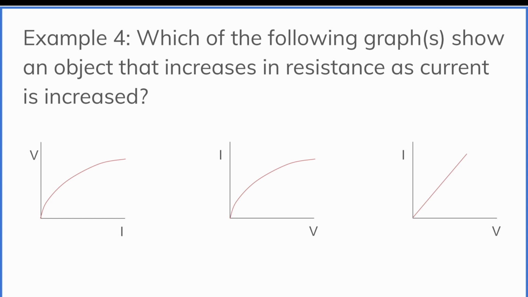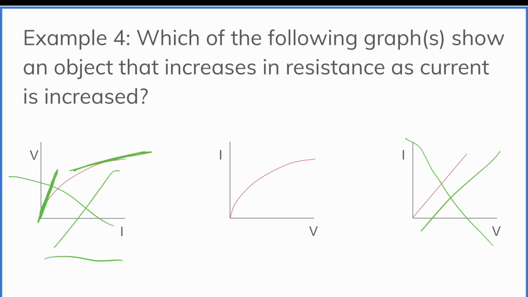Which of the following graphs shows an object that increases in resistance as current is increased? Right away we can eliminate this one here because a straight line indicates constant resistance, so the resistance is not increasing. If we look at this first one here, as I is increasing, we have kind of a steep slope here, which would be a high resistance, and then a bit of a lower slope here. So we can see that resistance is going down, so it can't be this one. And by process of elimination, it must be this one. Also, we would know this because this is an IV graph, so the resistance is the inverse of the slope.